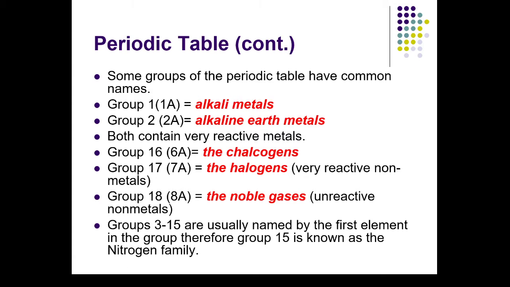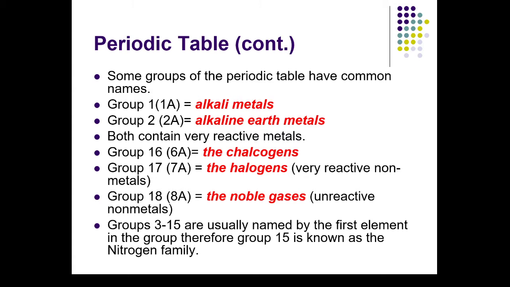Now, the vertical columns are known as groups. They're also generically known as families. The reason they're known as families is because everything in a specific group acts similarly. They're not the same, but they have a similar tendency in how they act. Some of them have specific names. Group 1 is known as the alkali metals. Group 2 is known as the alkaline earth metals.